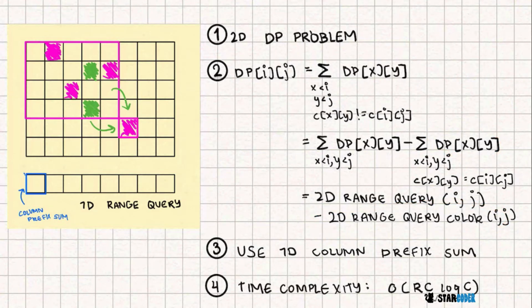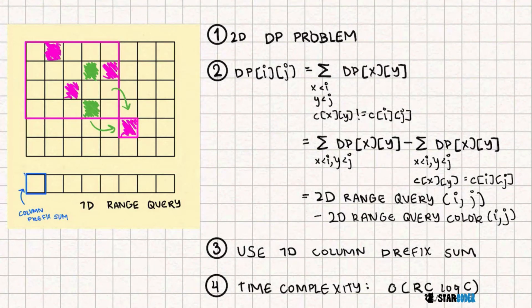What we're actually going to do is store a 2D range query for all values, and no matter what point we are in the grid, it's going to let us find the value in this box, or the total sum. Then we're also going to store a 2D range query for every color, and that's going to allow us at any point to find the sum of values or points with the same color.